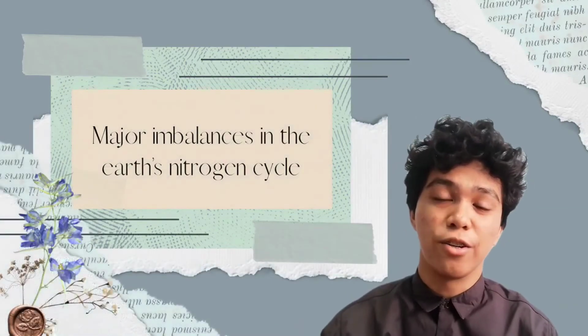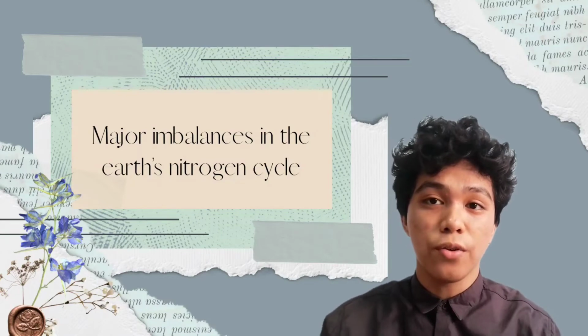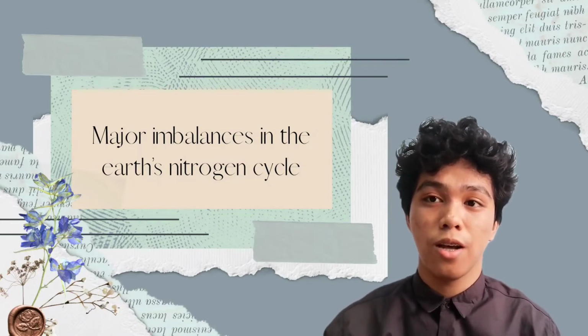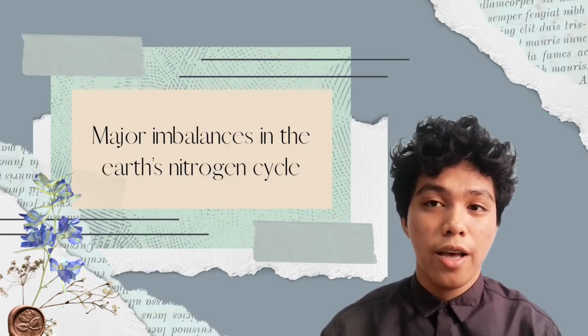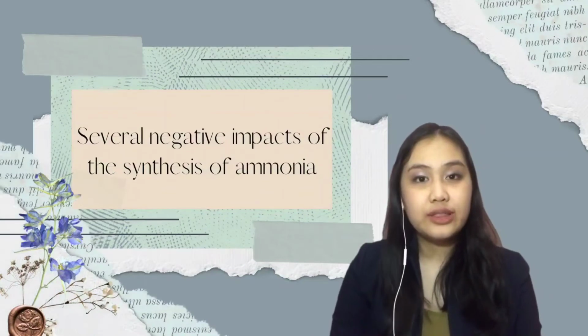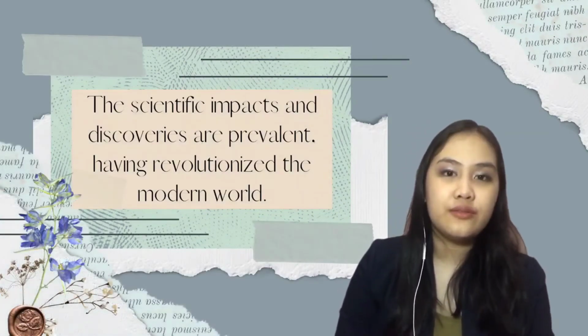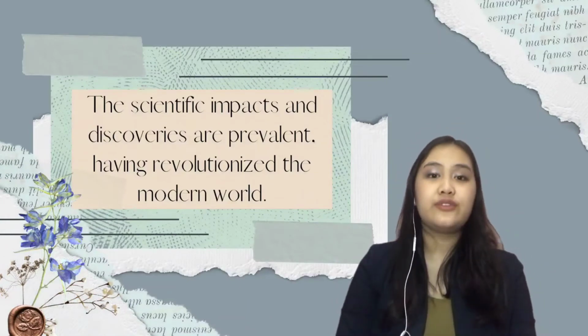Major imbalances in Earth's nitrogen cycle result from the mass fixation, high usage of fossil fuels as a source of power for machinery based on pressure and temperature, and also the destruction of forests and sources of water through the development of plantations. While there are several negative impacts of the synthesis of ammonia, the scientific impacts and discoveries are prevalent, having revolutionized the modern world.